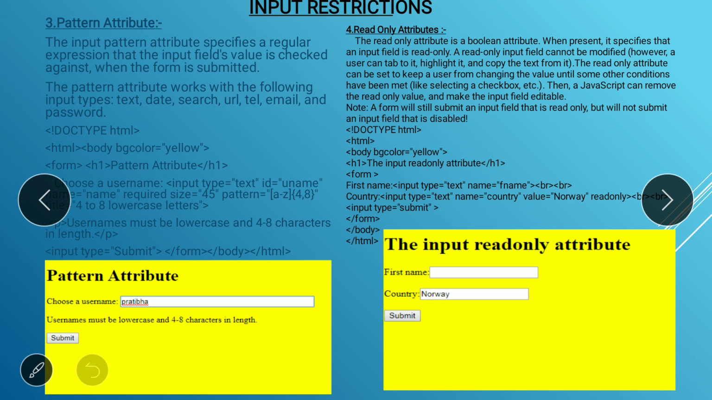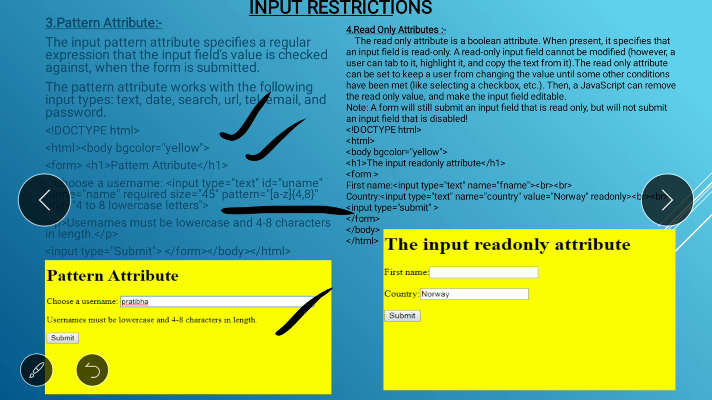Here you can see a program. In that I took the heading part and body bg color, same for all the programs. So all the programs' output will be the same, means the background color will be the same. That's why I took the bg color yellow and heading, right? So next is nothing but that text, right? I took that text and I set the id and name. Required, okay, required size is not necessary for you. You have to see here the pattern.